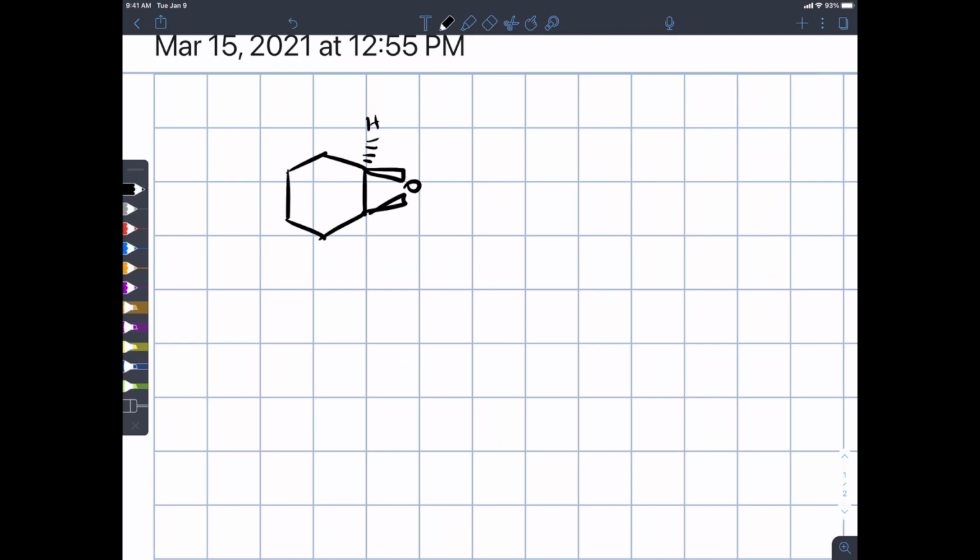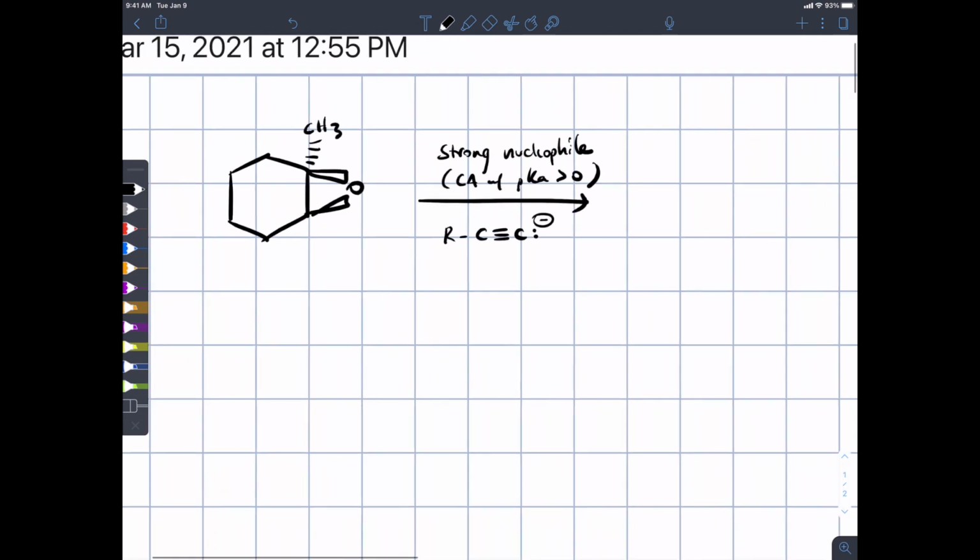One, I guess I wanted that to be a methyl group. One was under strong nucleophile conditions. What do we mean by strong nucleophile? Generally something that's negatively charged, conjugate acid with pKa greater than 0. As an example, we might choose deprotonated alkyne.